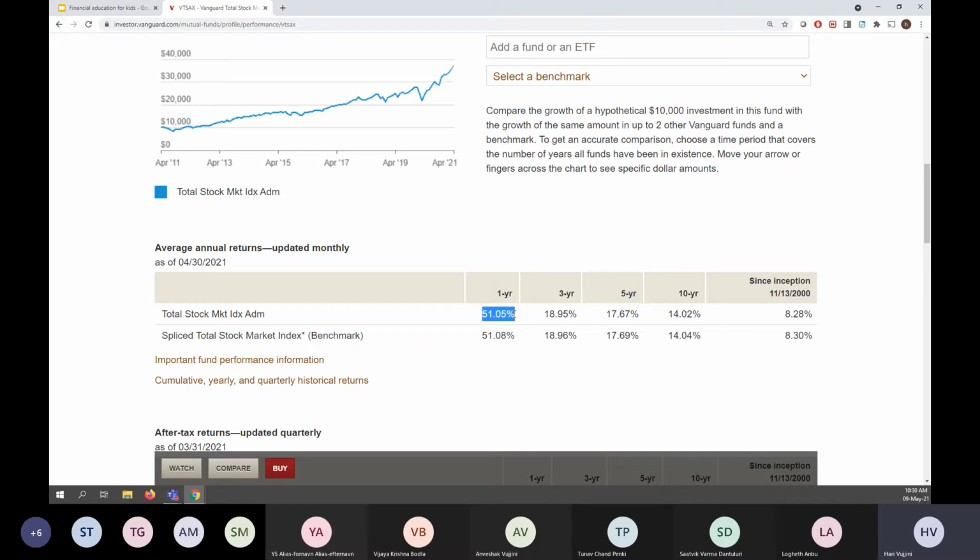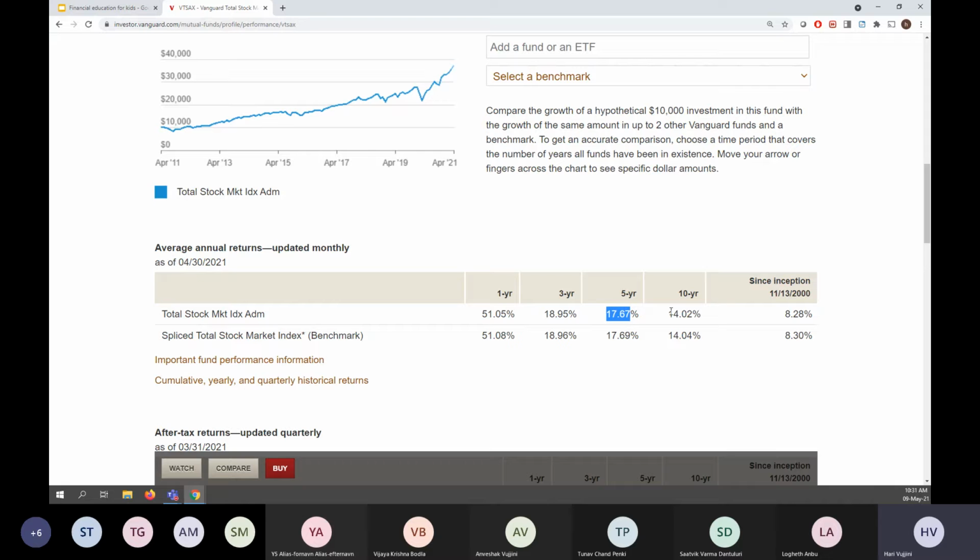Because the last year was a crazy time, right? Due to COVID, everybody was in panic. So yeah, if you would have bought 1 year ago, you would have made 51%. So 100,000 would have become 151,000. And look at 3 years, it's almost 19%.